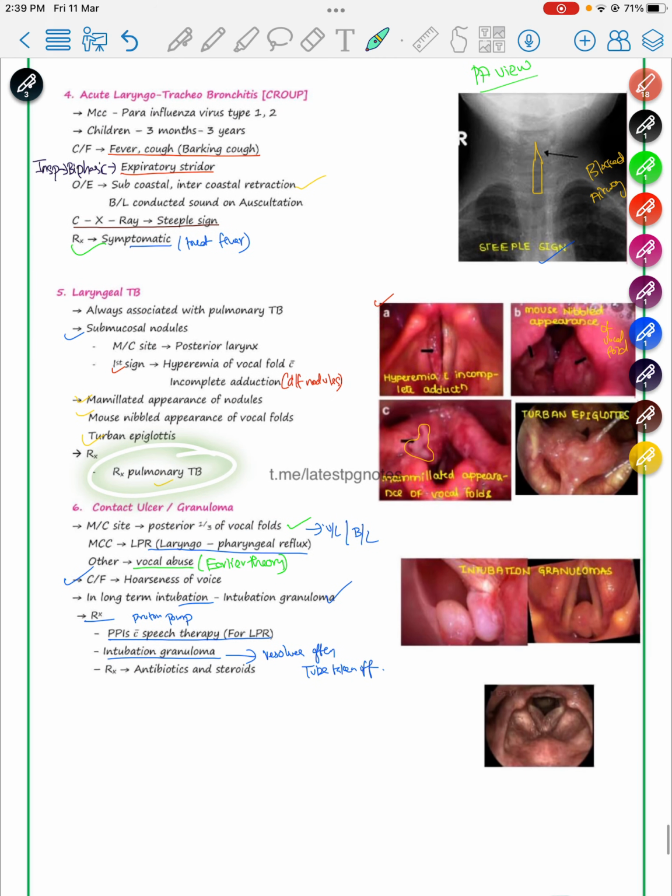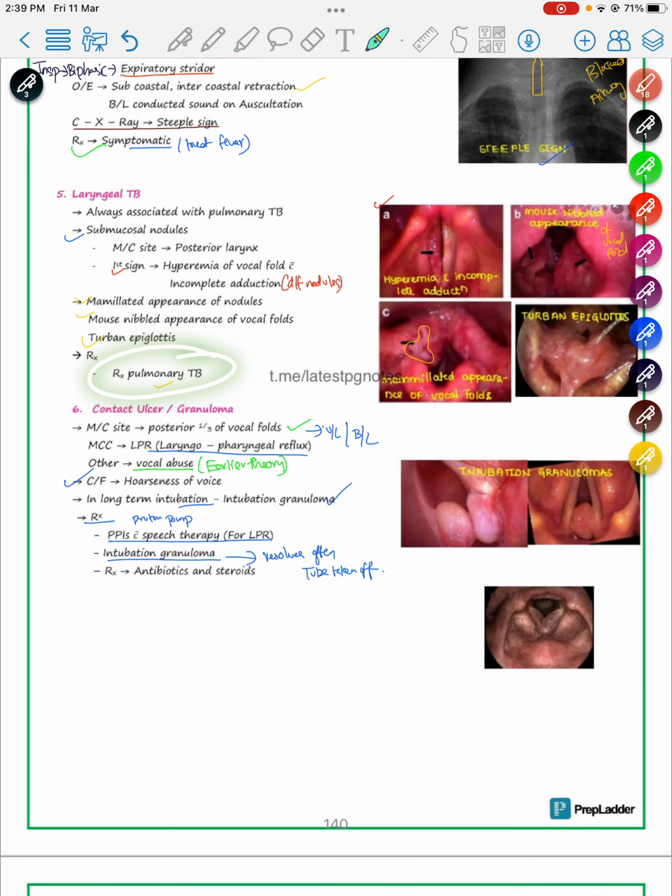Then contact ulcer. The most common site is the posterior one third of the vocal fold. This is a contact ulcer. The most common cause is laryngopharyngeal reflux, so you need to give PPI. Speech therapy reduces the hoarseness of voice. Vocal abuse will also cause this contact ulcer. So the patient will present with hoarseness of voice.